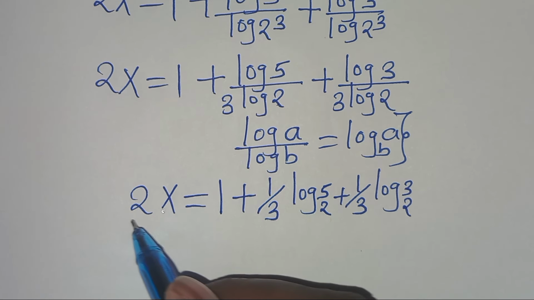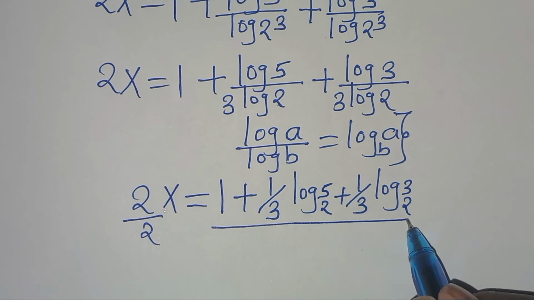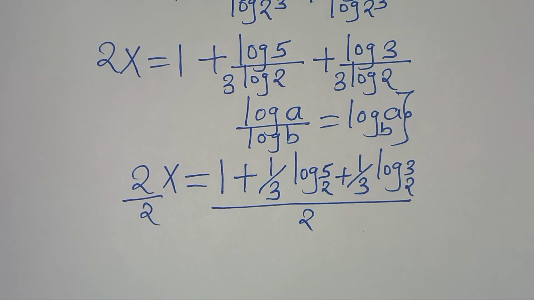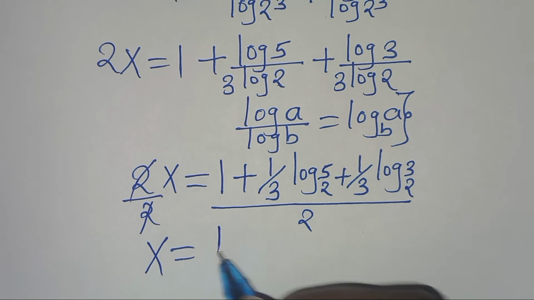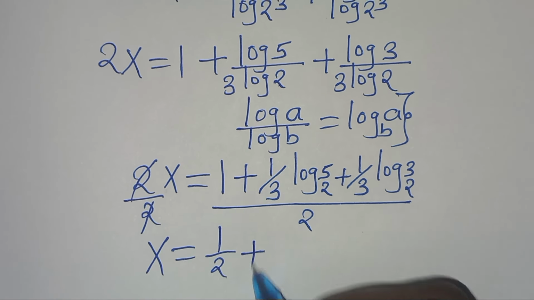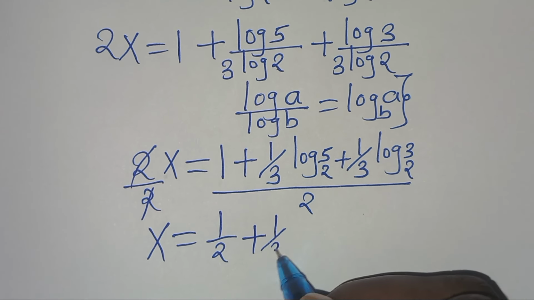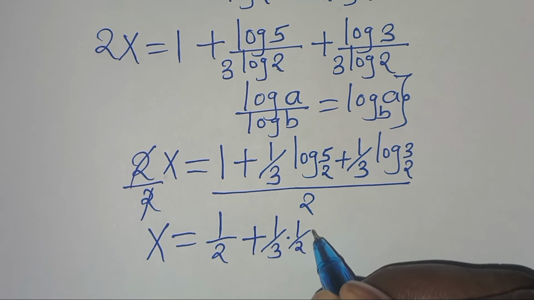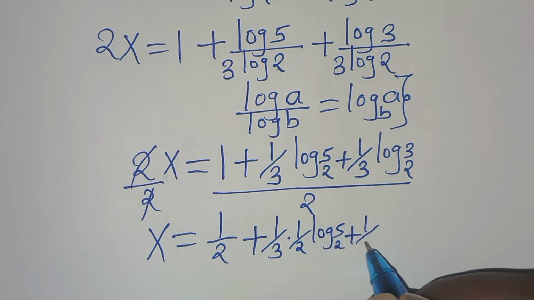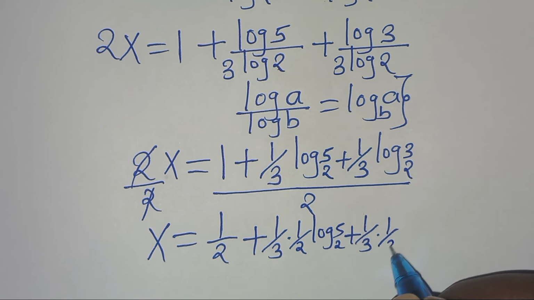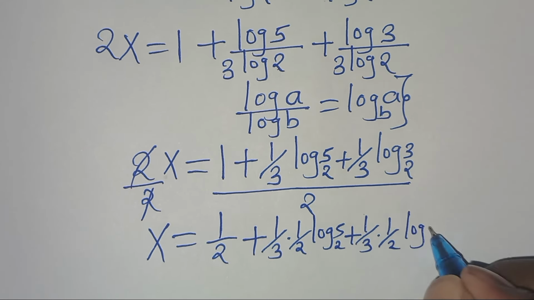So let's divide both sides by 2. So everything here divided by 2. So that now we have that x is equal to 1 over 2 plus, now this is 1 over 3 times 1 over 2. This is log 5 to base 2. Then plus 1 over 3, again times a half. Then log 3 to base 2.